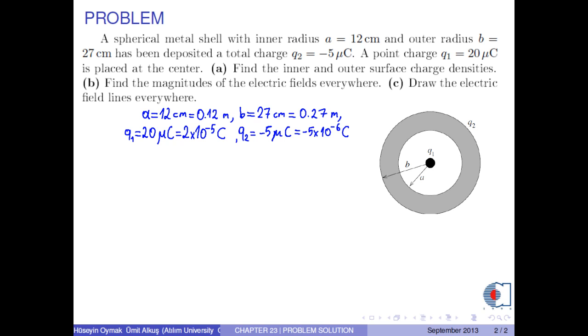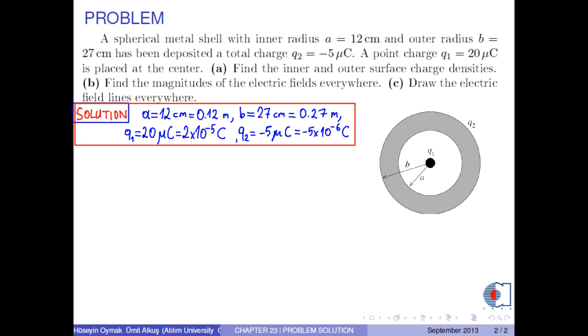A. Find the inner and outer surface charge densities. For symbolic calculations, let Q equal 5 microcoulombs, then Q1 becomes 4Q and Q2 becomes -Q.